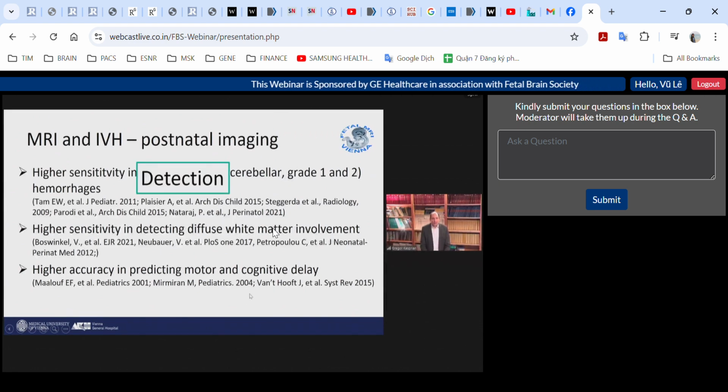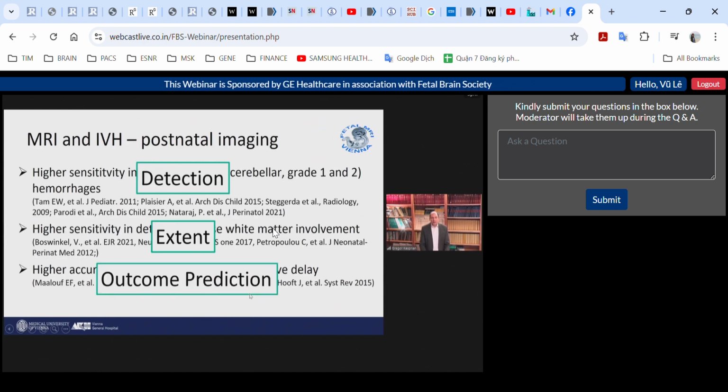Now, detection, extent, and outcome prediction, these are the fields I believe also fetal MRI can add to fetal neurology as well.